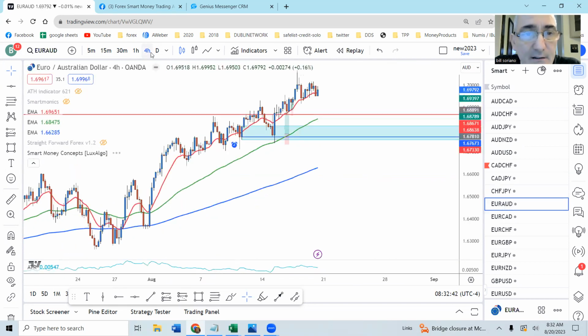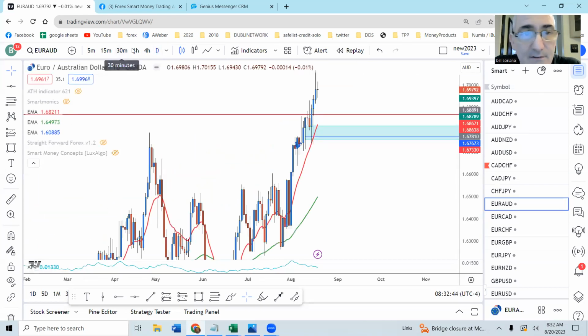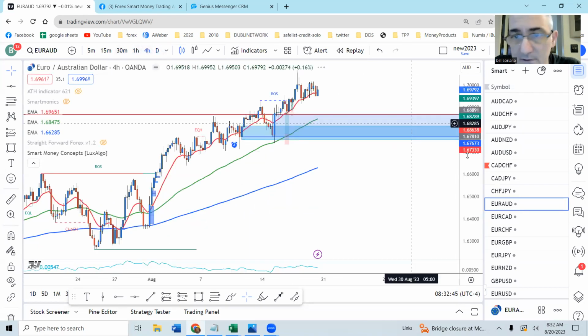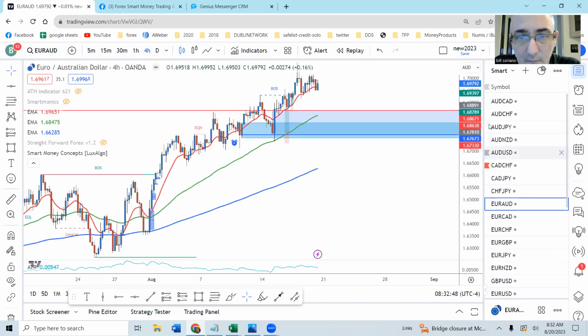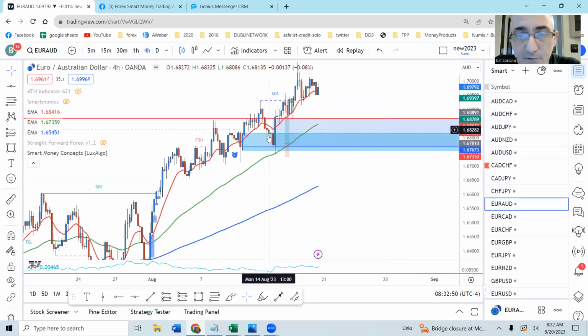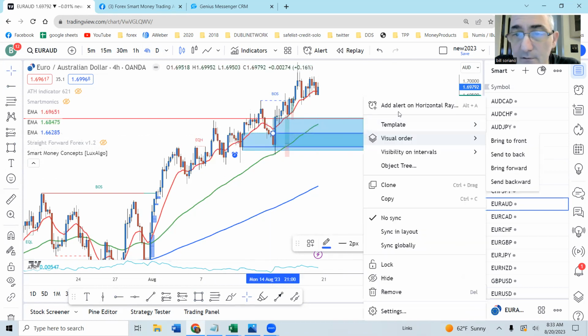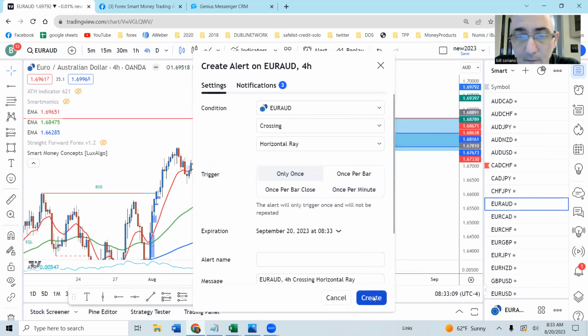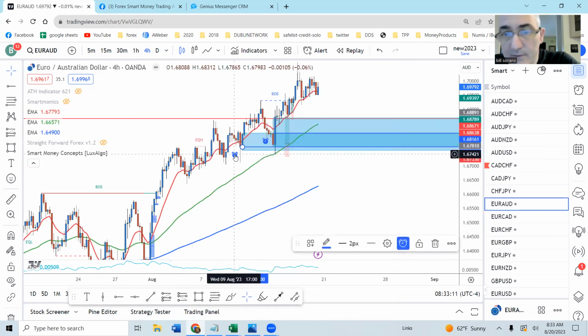EUR AUD. This is very bullish. When we look at the 4 hour here, we did get some recent breaks of structure. We have a very good area right here, nice engulfing candle. So we can definitely trade from that area, right? And that allows us to move our point of interest up to here. And that's where we could set our alert. And we could get rid of this point of interest right here.